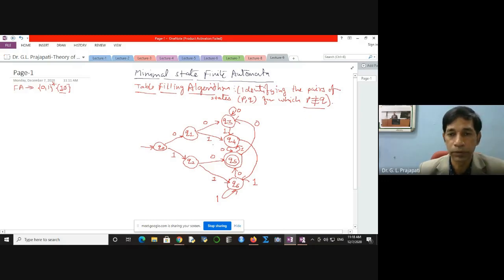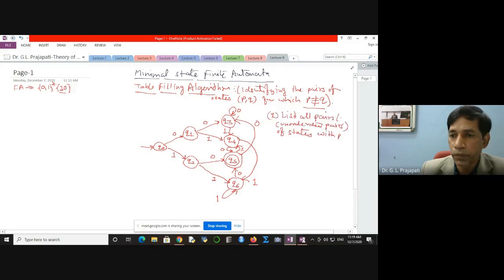So how can we obtain this? Step 1 of the algorithm says: list all pairs PQ. These are unordered pairs, meaning PQ and QP mean the same. So we list all pairs PQ, considered as unordered pairs of states with P not equal to Q. This is how you can list all such pairs of the states.